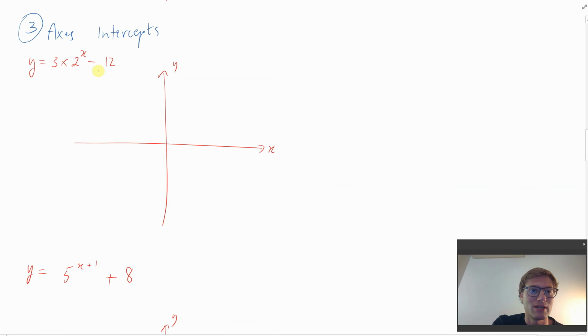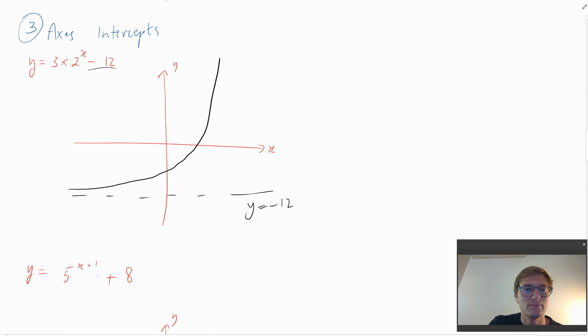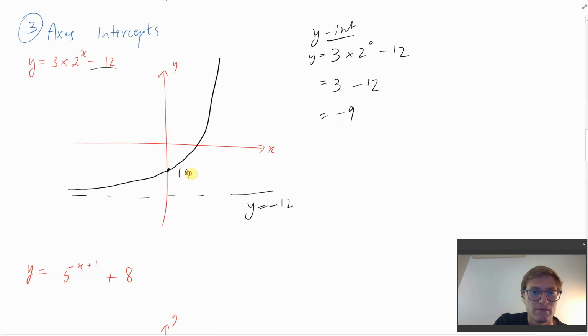So this one here, we can see that we've got a minus 12, and so our asymptote must be at minus 12, and we can therefore put that in straight away. Next, we think about the shape, and there's no negative symbols, no reflections, so it'll have the standard shape. And now we need to find the axis intercepts. So first, the y-intercept, of course, occurs when x is 0. And as we know, anything to the power 0 is 1. So 3 take away 12 is minus 9. So y-intercept, (0, -9).